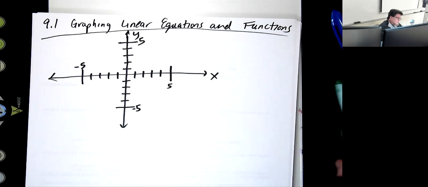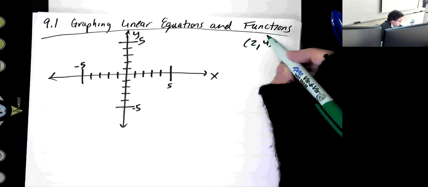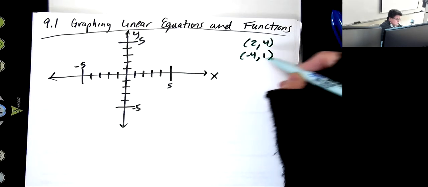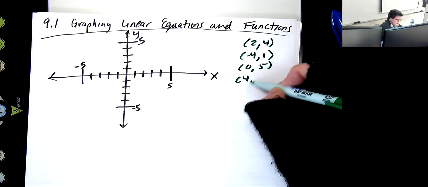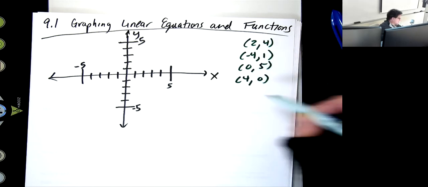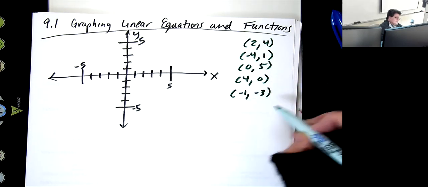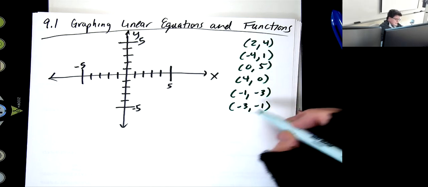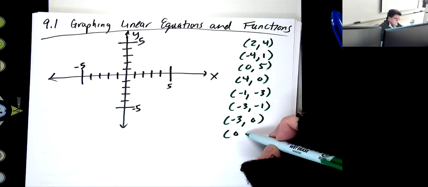So let's look at plotting some points. Let's do 2, 4; negative 4, 1; 0, 5; 4, 0; negative 1, negative 3; negative 3, negative 1; negative 3, 0; and then 0, negative 2.